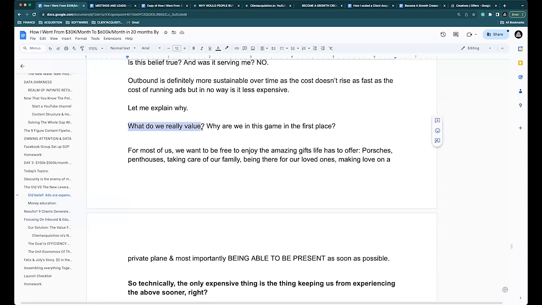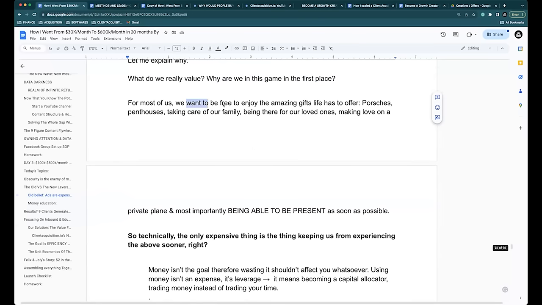So what do we really value? Why are we in this game in the first place? For most of us, we want to be free to enjoy the amazing gifts that life has to offer. Some of us need to drive Porsches. By some of us, I mean me, okay? We need some penthouses. We need to take care of our family. We need to be there for our loved ones.